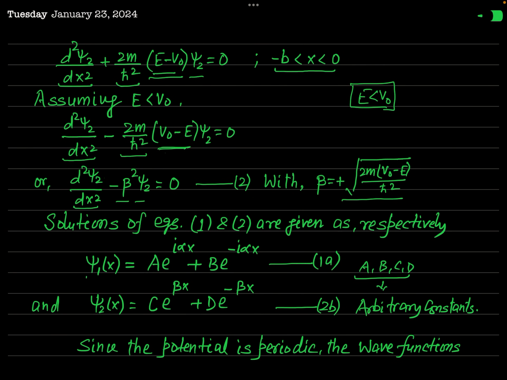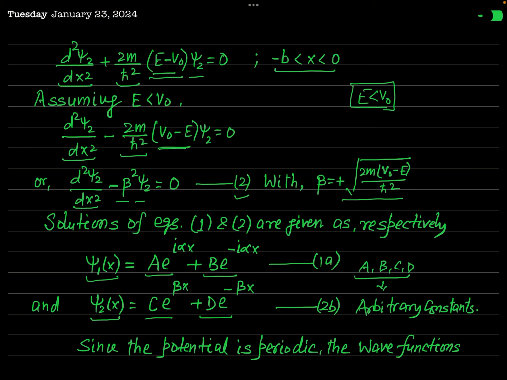psi 1 of x equals a times e to the power alpha x plus b times e to the power minus alpha x, okay? And see the equation number 2. Here there is not a plus sign but a minus sign, and you know in this form of differential equation, the solution is exponentially varying, okay? So the solution of this equation 2 is well known, and that can be given as psi 2 of x equals c e to the power beta x plus d e to the power minus beta x.